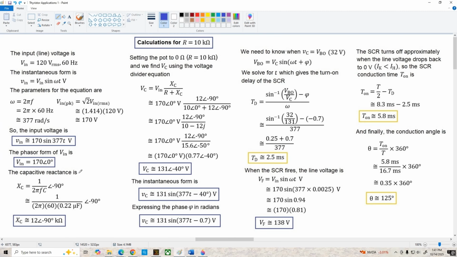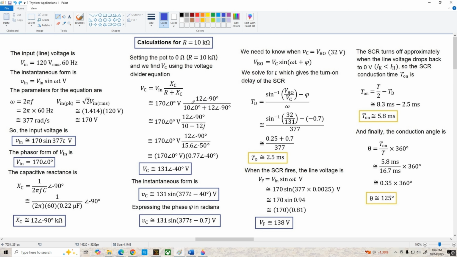Next, we're going to calculate our capacitive reactance. That's 1 over 2 pi f c, or 1 over omega c, at an angle of negative 90 degrees. So using 0.22 microfarads for our cap, we get a capacitive reactance of about 12 k ohms at negative 90 degrees. Now, for this example, we're assuming we have the pot set for minimum resistance, so R equals 10 k ohms. And what we'll do next is determine the capacitor voltage in phasor form using the voltage divider equation.